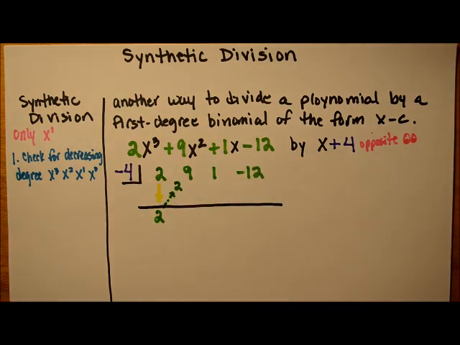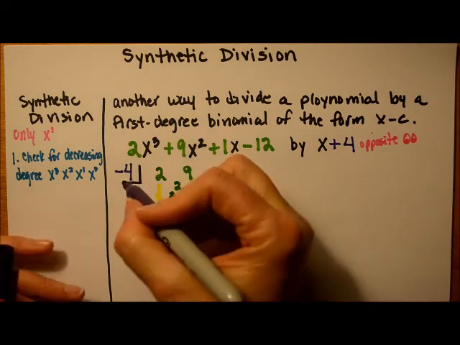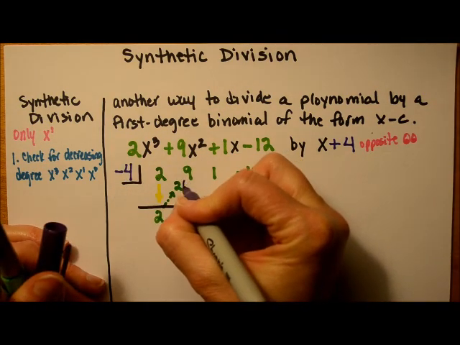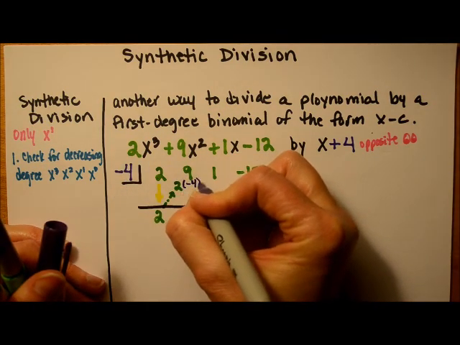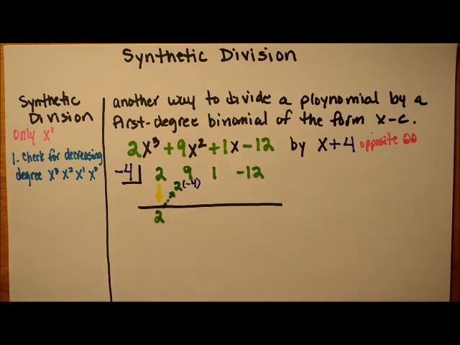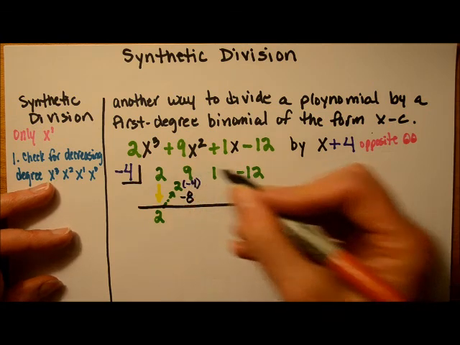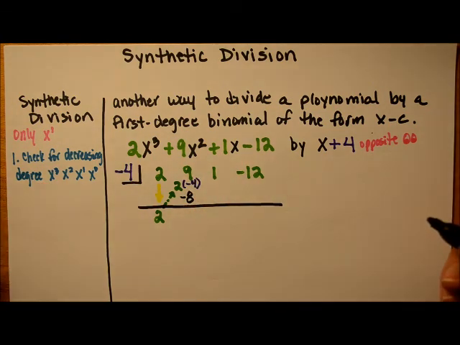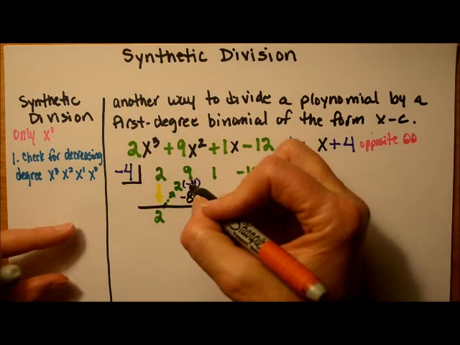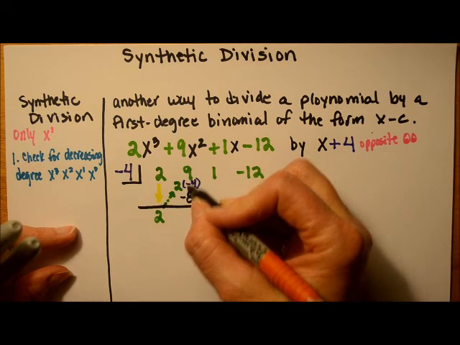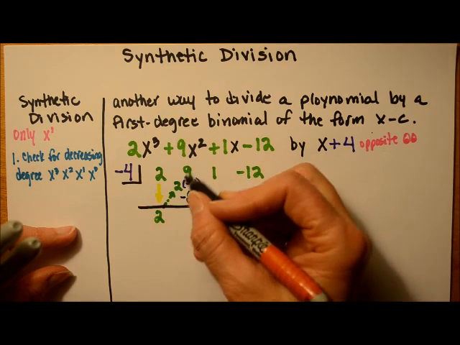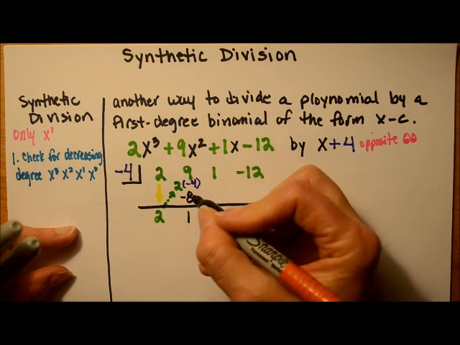2 times negative 4, and that's going to give me a number. That number is going to be negative 8. In synthetic division, you're adding. In long division we subtract, in synthetic division we add. So we're going to add 9 plus negative 8. 9 plus negative 8 is 1.